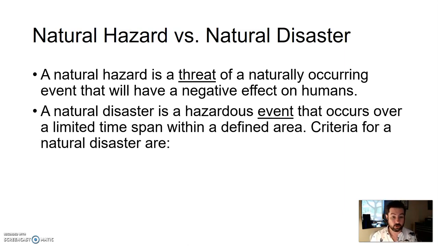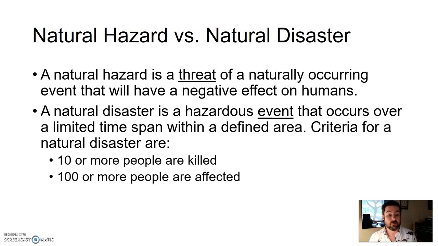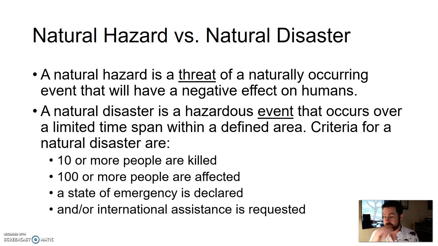It's when that event occurs over some limited time span within a defined area and meets the following criteria: 10 or more people are killed, 100 or more people are affected, a state emergency is declared, and/or international assistance is required. Any one of those or more would define it as a natural disaster.